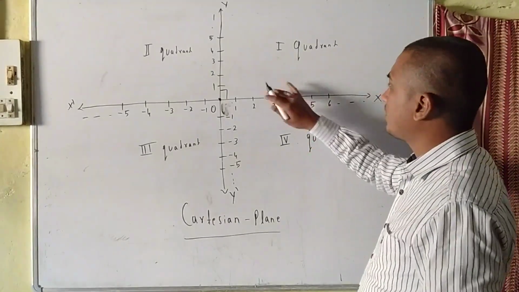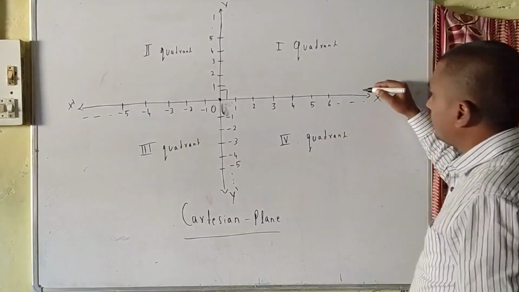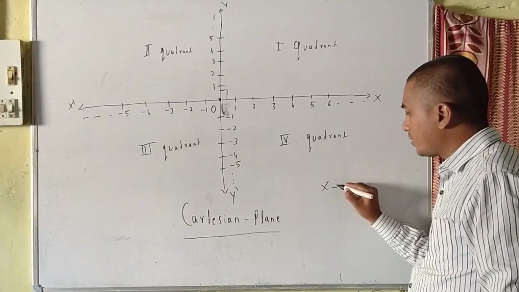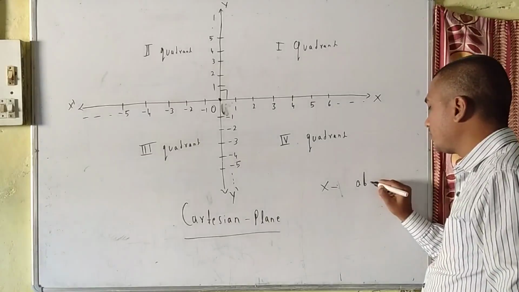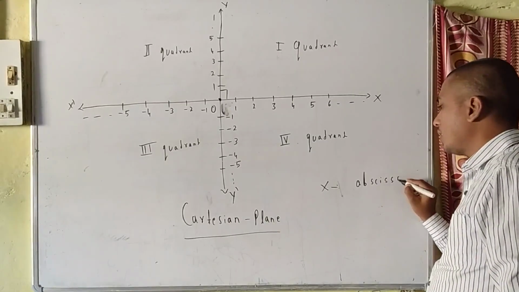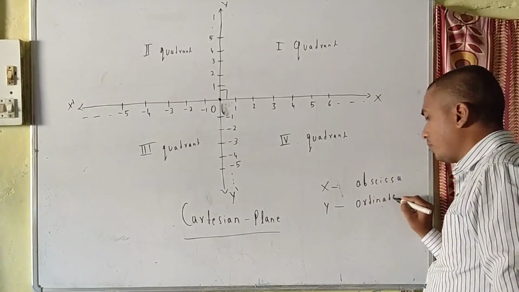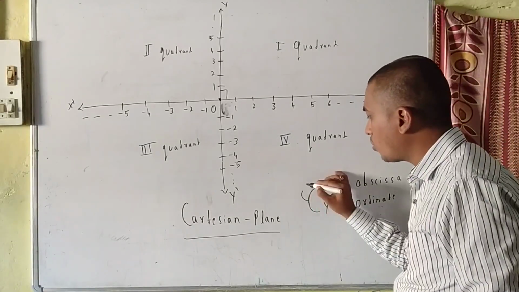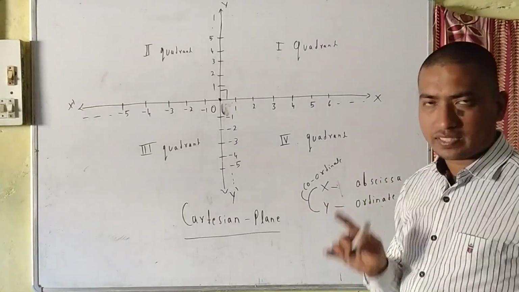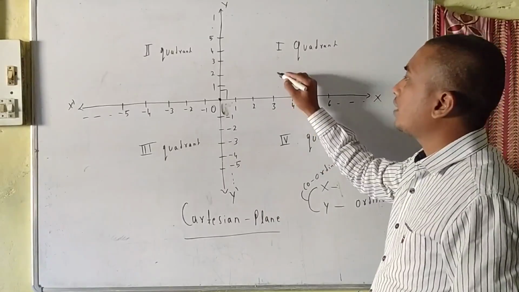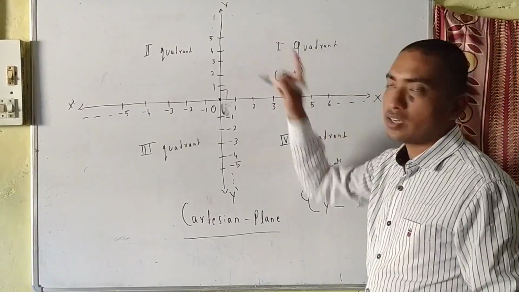We say that this is the positive x-axis, and the x part we say is the abscissa, the y part is the ordinate, and when we put them together, we say coordinate. We always write first x, then y. Here it is positive, because x is positive and y is also positive.